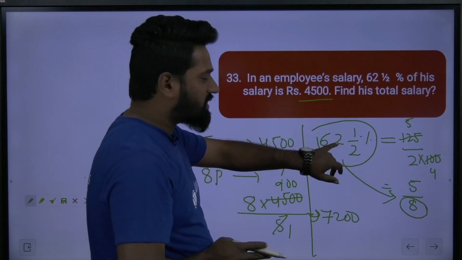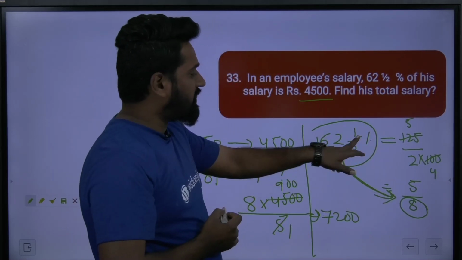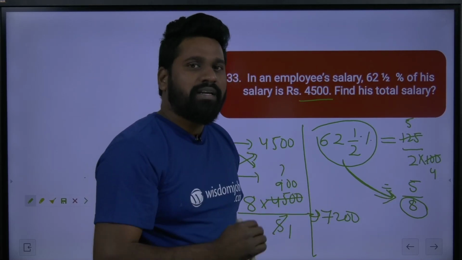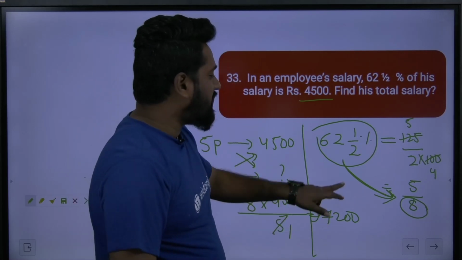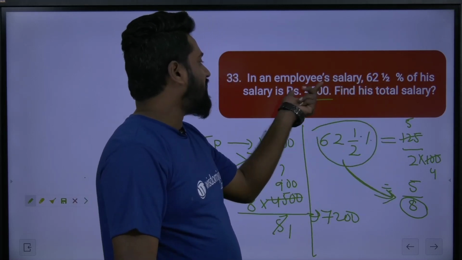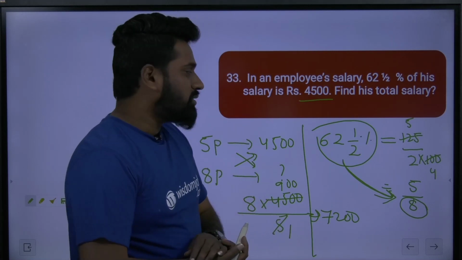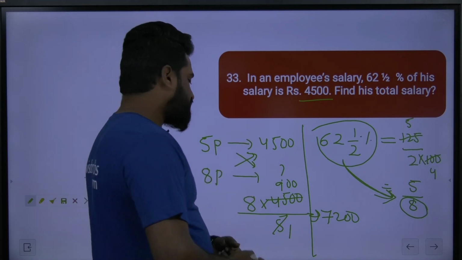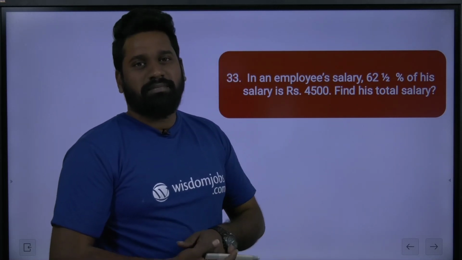When a mixed fraction is given, convert this percentage into a normal fraction. If you are getting 1 by 2, then 2 indicates the total salary and 1 indicates the given salary. Here these 5 parts indicate this salary and you have to find for 8 parts. Is it clear? So instead of the long method, this is the easy method. Is it clear all of you? Whenever this type of question is given, you can always use this method.